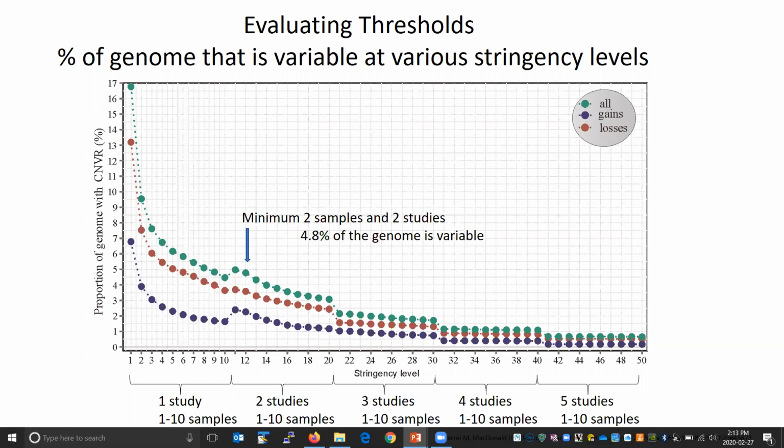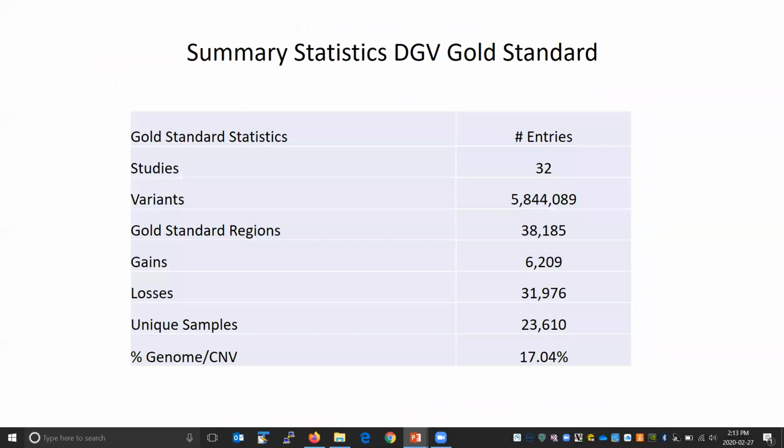The decision was ultimately made that in order to reduce sample-specific artifacts, we required that at least 2 different samples contain the variant to be included. And in order to reduce any study-specific biases, we required that at least 2 different studies called a variant to be included. In summary, we end up with a dataset of just over 38,000 variant regions when all the data is combined across these studies.